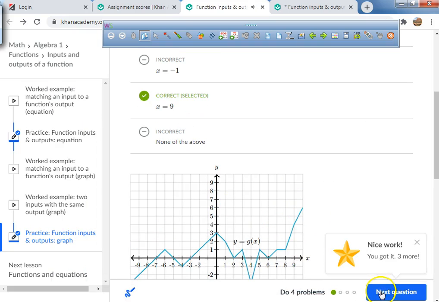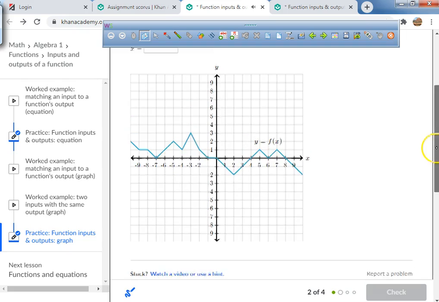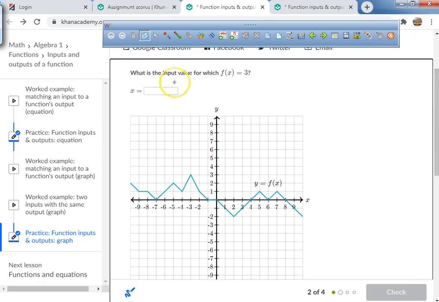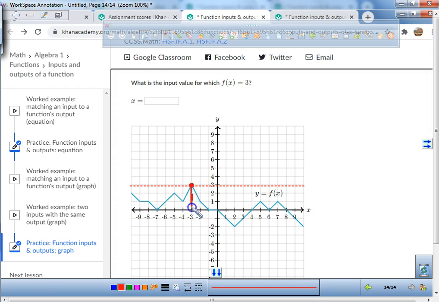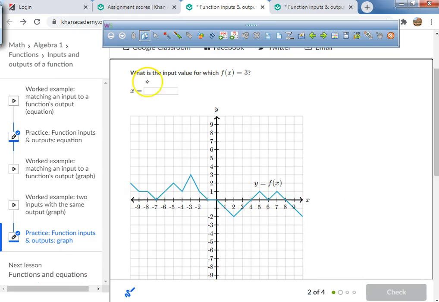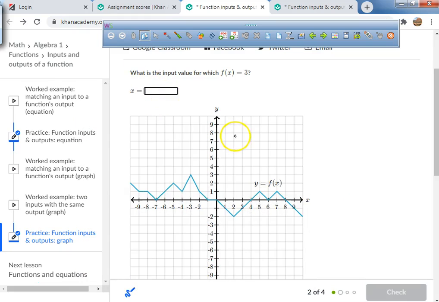Okay, let's do another one. What is the input value for where f of x equals 3? So what do I have to do? I need to draw a line going all the way across at 3. How many places does it touch? Just once. So what's the input value? You're right, -3. So I'm going to put -3. It's right here. I'll type it in.